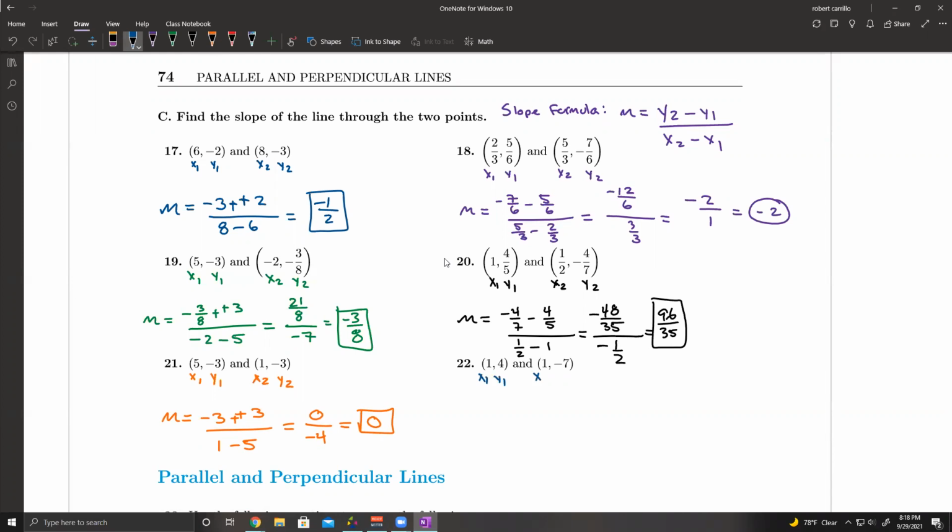And then do it again. x1, y1, x2, y2. Slope, negative 7 minus 4 over 1 minus 1. All right. Negative 7 minus 4 is negative 11, and 1 minus 1 is 0. What is negative 11 over 0? Zero. Can you ever have 0 in your denominator?